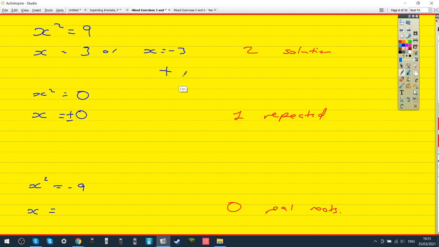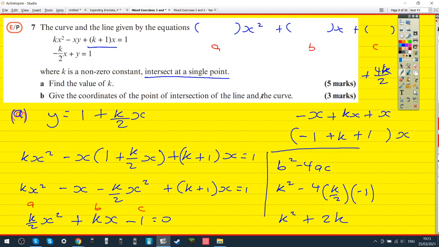If it is one solution only, like one repeated root, you know that it must come to 0. So b squared minus 4ac must be 0. For that one, b squared minus 4ac gives you 0. And so we're told this has intersected a single point.